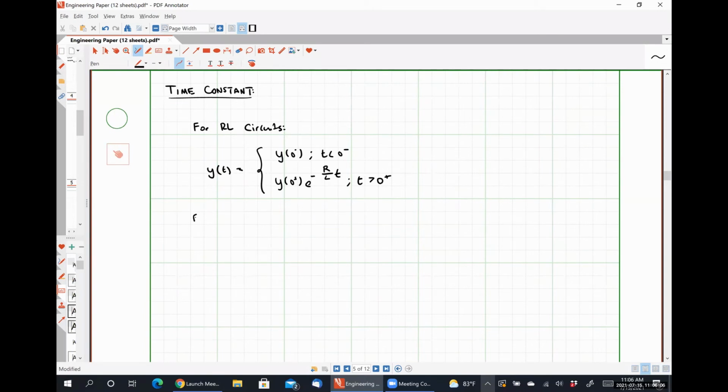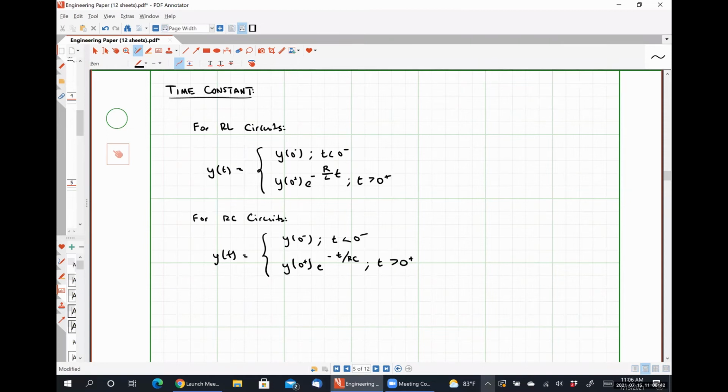Similarly, we said that for RC circuits, y of t is equal to y at 0 minus for t less than 0 minus, and y at 0 plus times e to the minus t over RC for t greater than 0 plus.